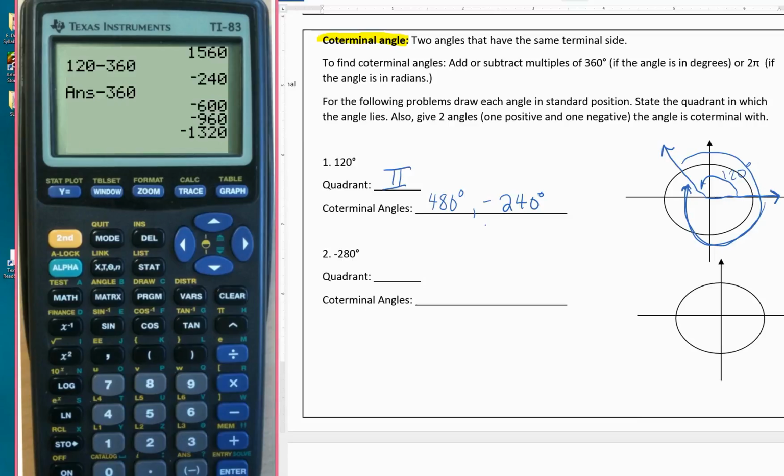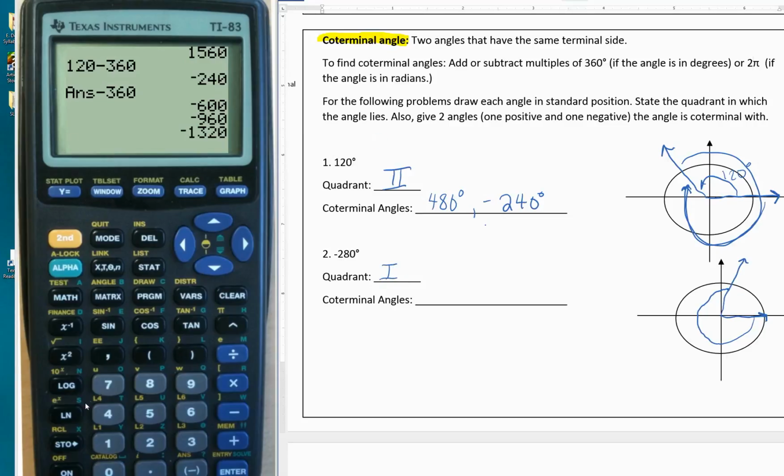Let's look at negative 280 degrees. We'll move on to the second one. If we put our angle in standard position and start rotating in the negative direction, we'd have negative 90, negative 180, negative 270, so we need to go just a little bit past that, and we draw the line from the origin to there. That right there is negative 280 degrees, and we can see that it's in quadrant 1.